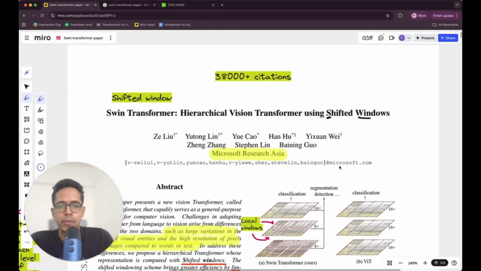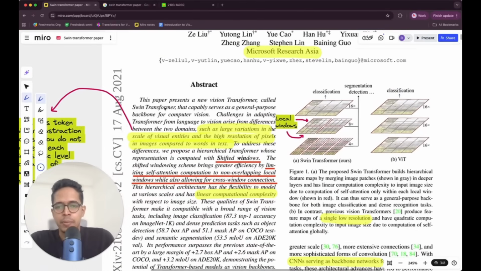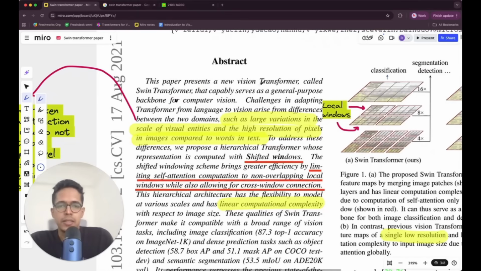It's from Microsoft Asia, and let's get into the abstract. This paper presents a new vision transformer called Swin Transformer that capably serves as a general purpose backbone for computer vision.